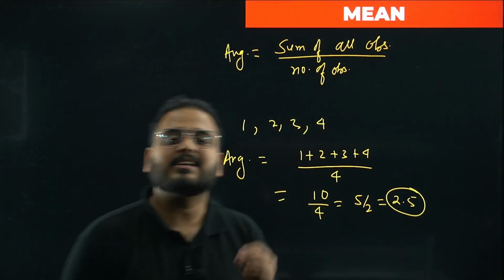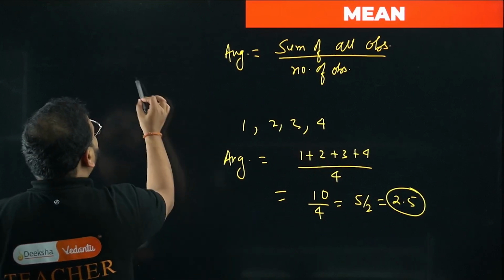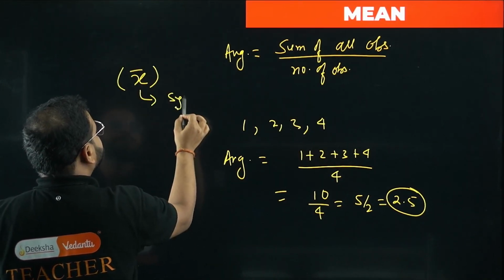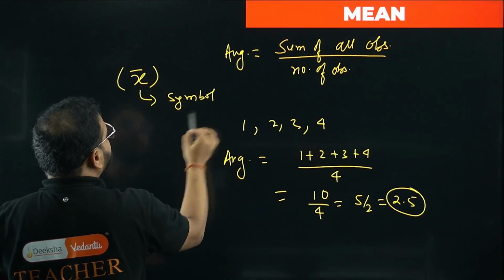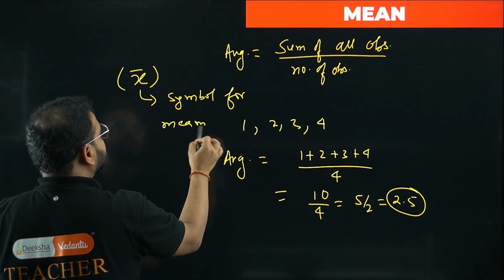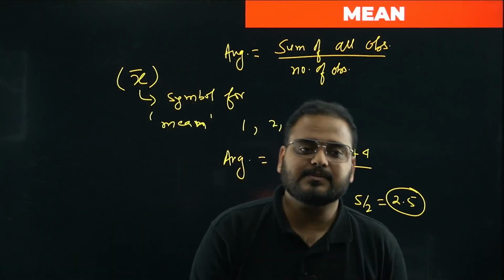So whatever data is given, the average of that is simply called the mean. There's a notation for it. You write the mean with the symbol x bar. The symbol for mean is given as x bar. I hope this is clear.